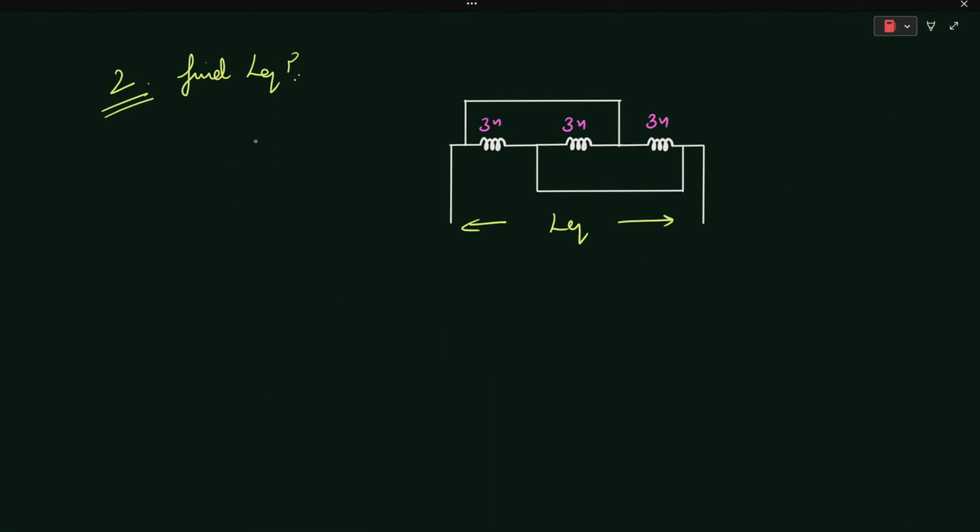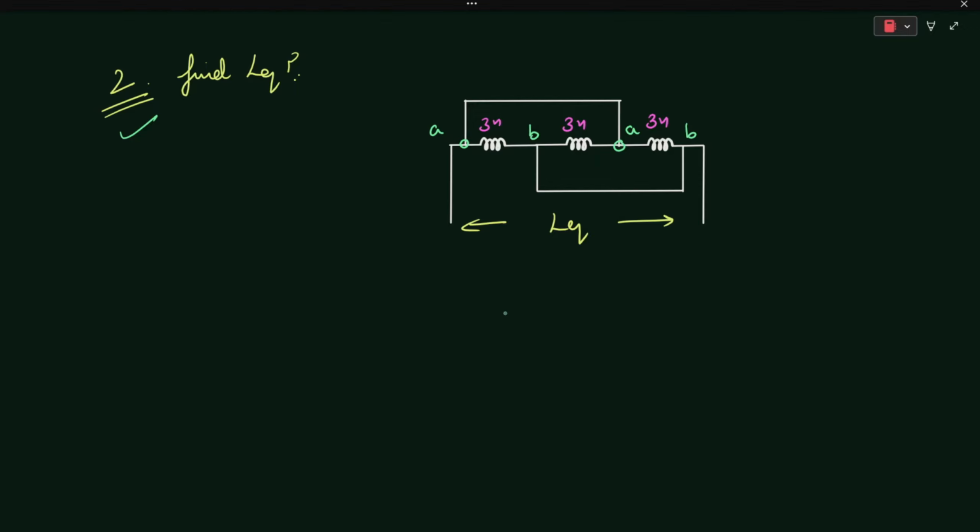Now let's start with the second problem. In this particular network, we need to find the equivalent inductance. Let's say this particular node is A. Since this node is a branch, it means that this node will also be equal to A. Similarly, if this node is B, then this node is also equal to B.